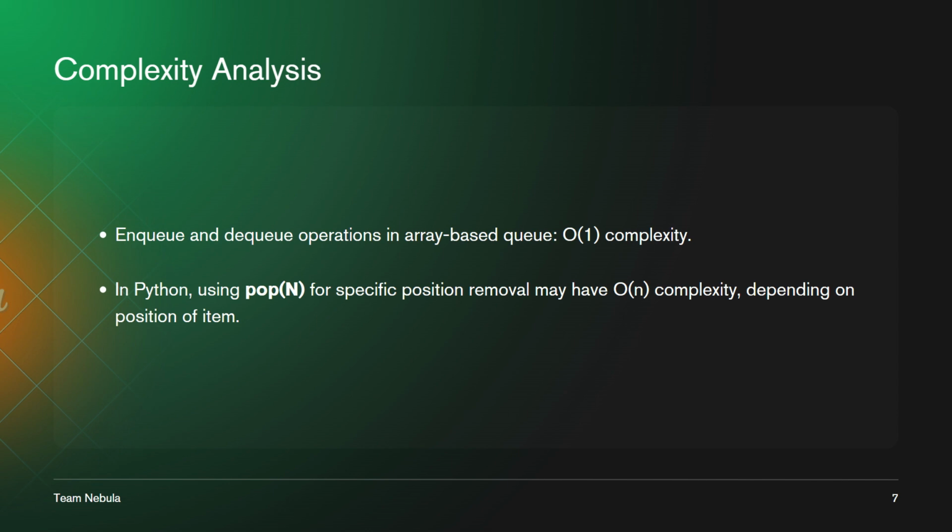Complexity analysis. The complexity of enqueue and dequeue operations in a queue implemented using an array is O(1), meaning they have constant time complexity. However, in Python, if you use pop(n) to remove an element from the queue at a specific position n, the complexity may be O(n), where n is the number of elements in the queue, depending on the position of the item to be popped.